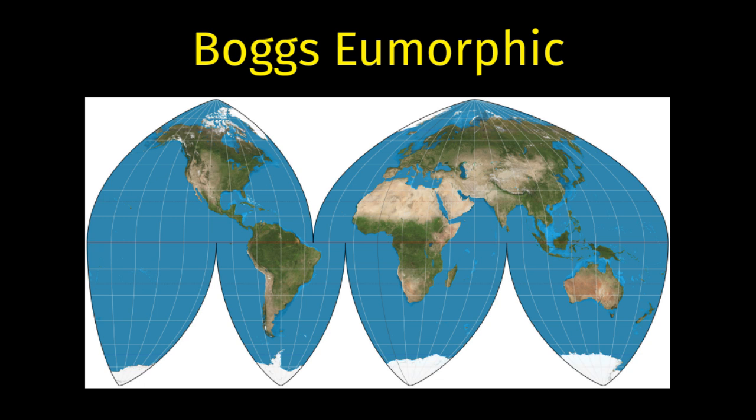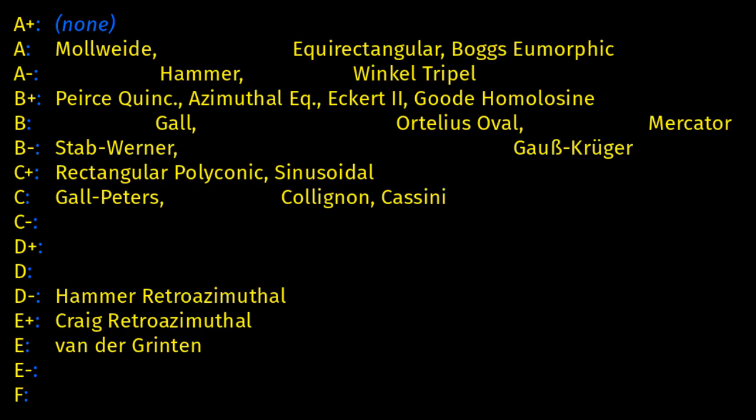Next, the Boggs Eumorphic projection. Or as I like to call it, the better Homolosine. It makes nearly everywhere look decent, just like the Goode Homolosine, but this time the formulation is a cohesive idea for all of Earth, even though it's mathematically slightly complex. A tier. Next, the Wagner VI projection.